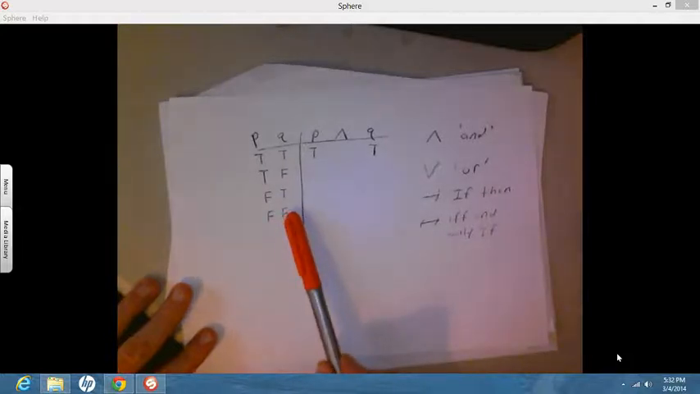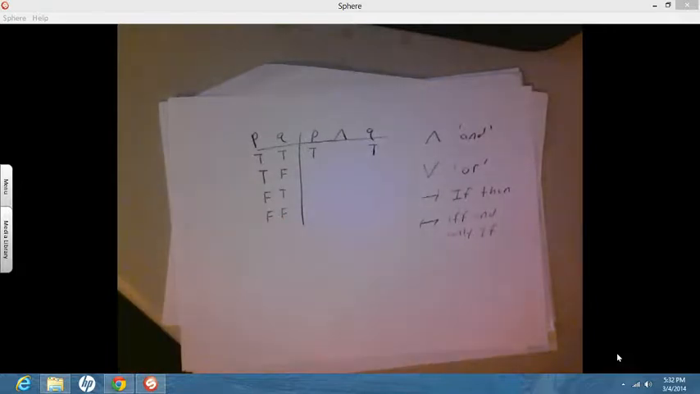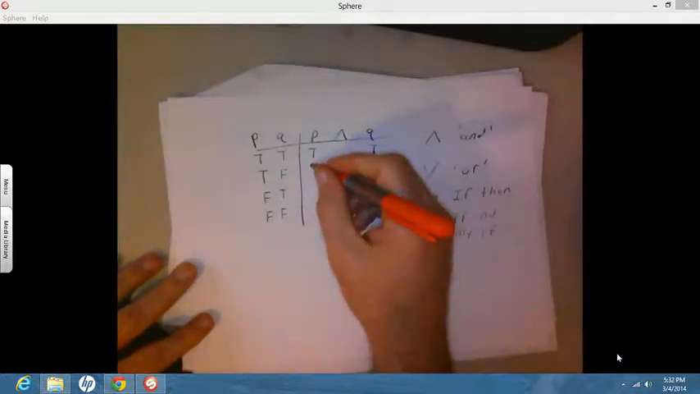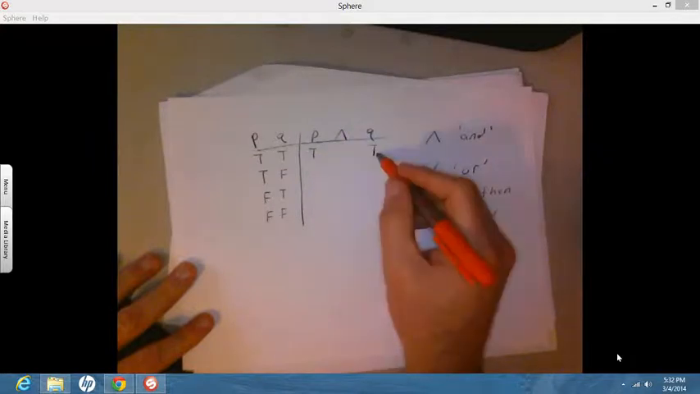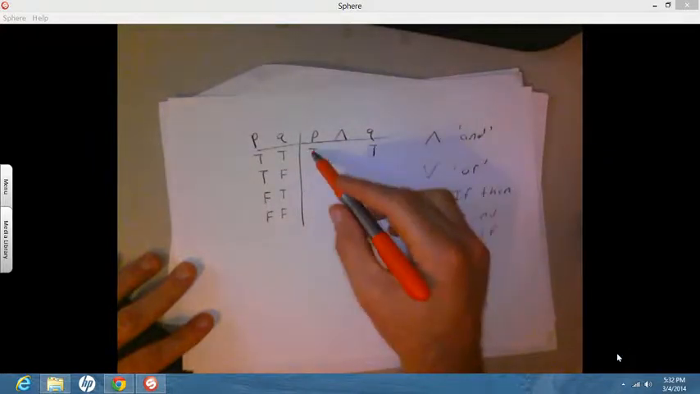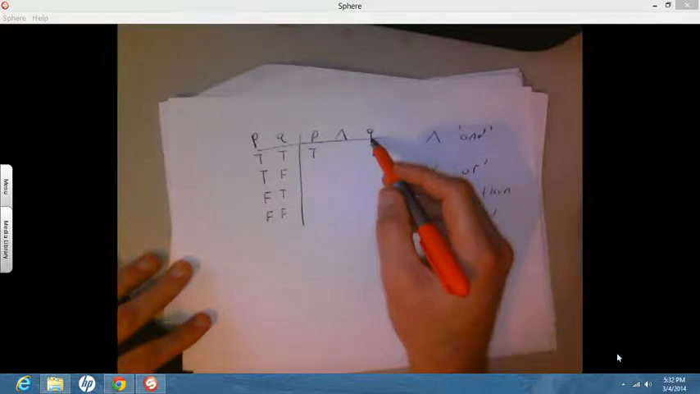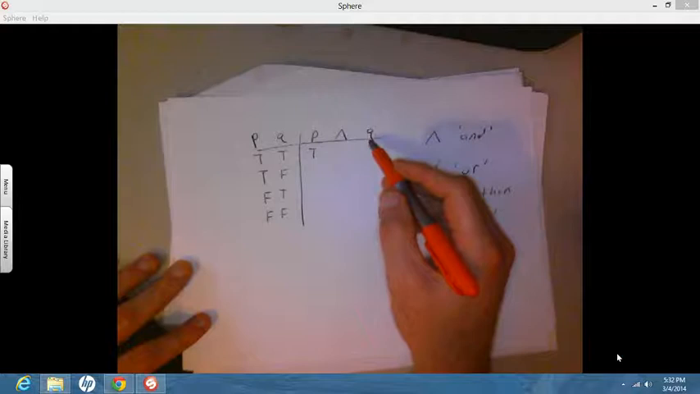You should have this memorized, but it should make kind of common sense too, right? The possibilities are that P is true and Q is true. Well, if both of these are true, like say P is the statement Bob went to the store, and Q is the statement Bob likes ice cream, if he went to the store and liked ice cream, then the entire statement is true, and I'll put a T over here.